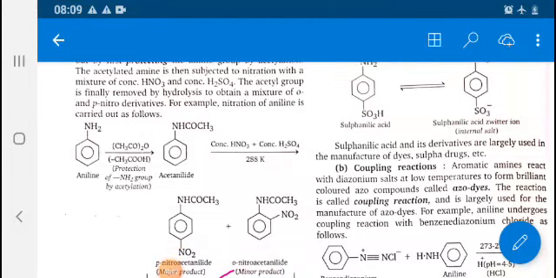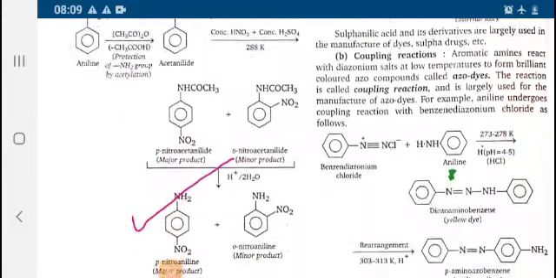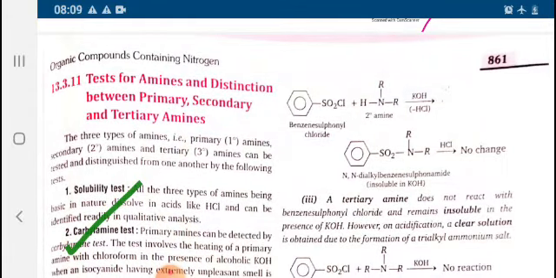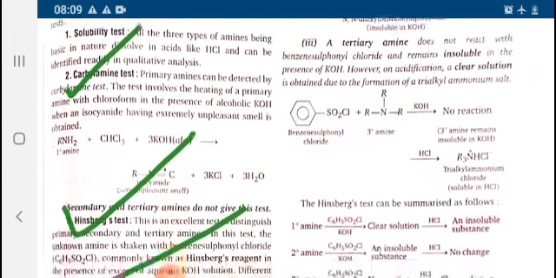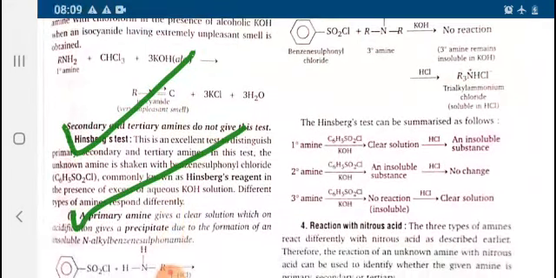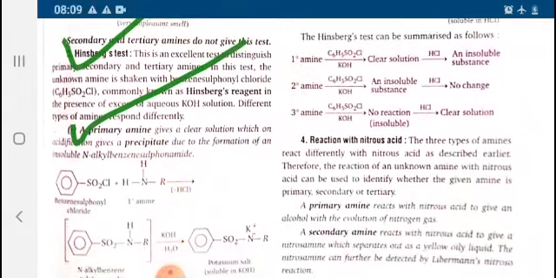Now we are moving to the fifth part of this chapter. We will be discussing tests for amines and how to distinguish between primary, secondary and tertiary amines. Various tests are given: the solubility test, carbylamine test, Hinsberg test. A primary amine gives a clear solution, which on acidification gives a precipitate due to formation of an insoluble N-alkyl benzene sulfonamide.